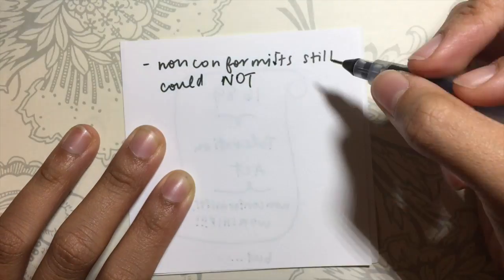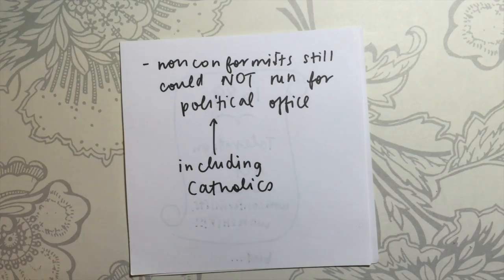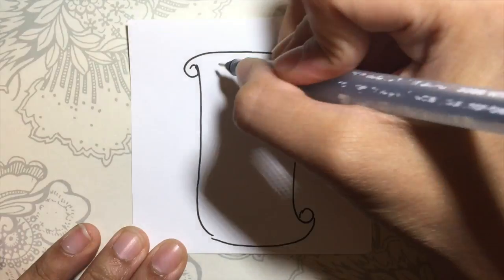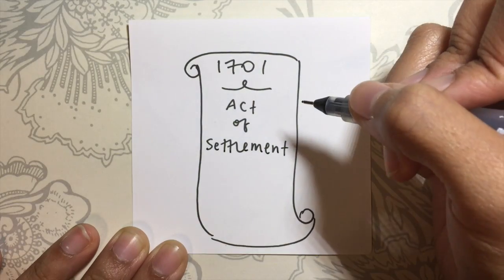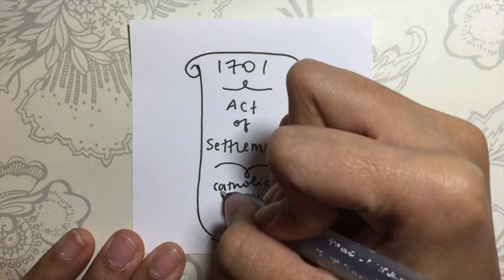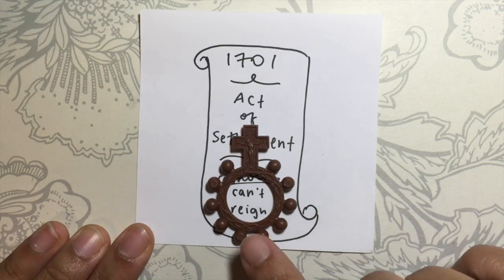However, social and political disabilities still remained, such as nonconformists were still not allowed to run for political office, including Roman Catholics. Finally, in 1701, the Act of Settlement was enforced, which was designed to secure the Protestant succession of the throne by prohibiting a Catholic from being king or queen.